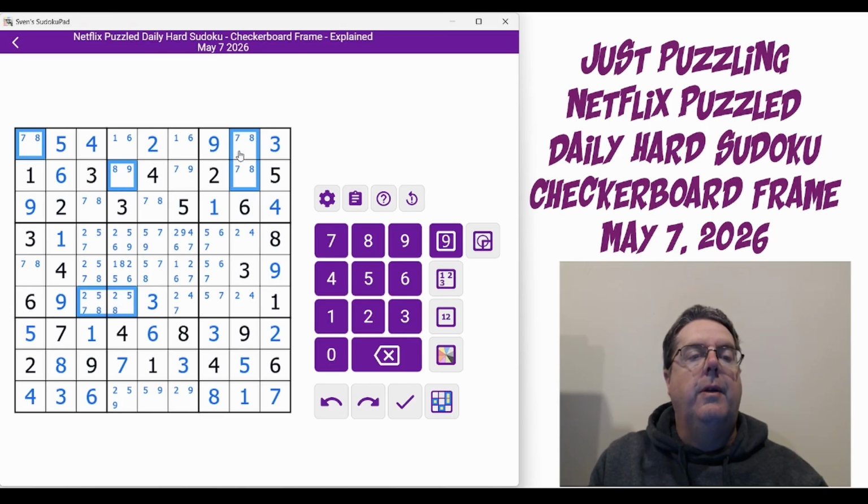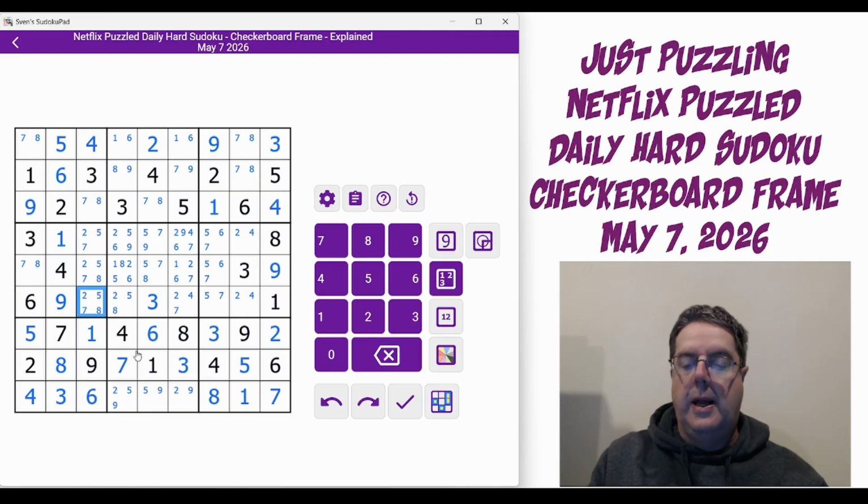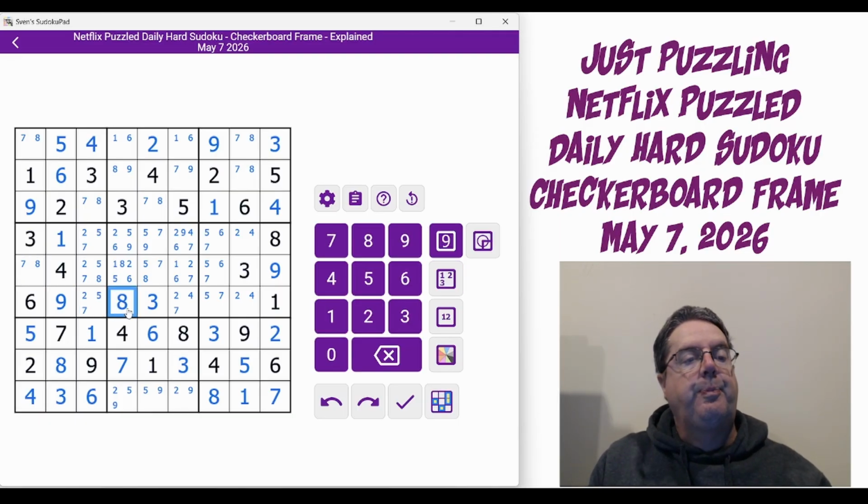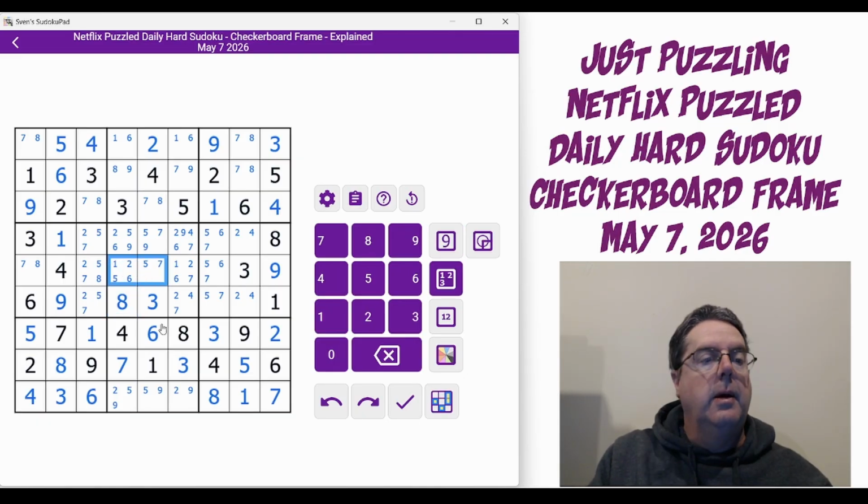This can't be an 8. This would have to be an 8. So this can't be an 8, meaning that has to be 8. So these two have to be an 8. So that means that this one cannot be an 8. So here, this would be an 8 here. These now cannot be an 8.